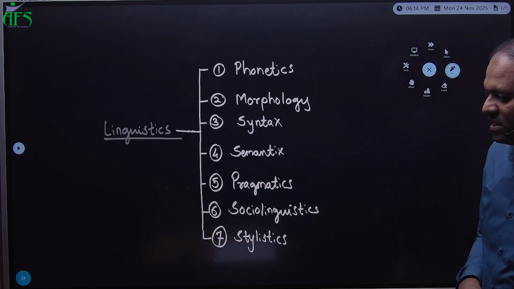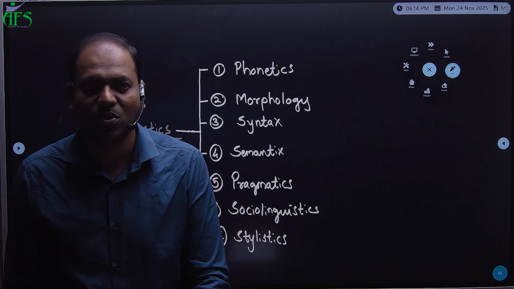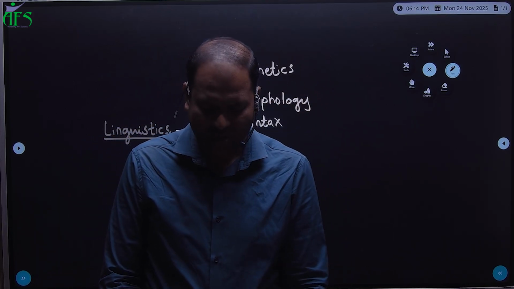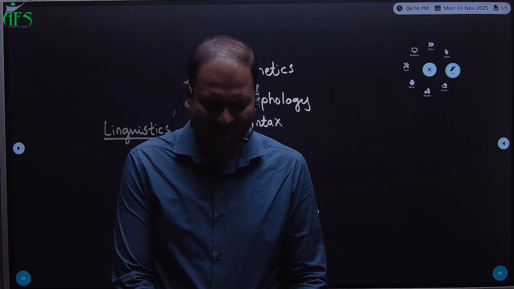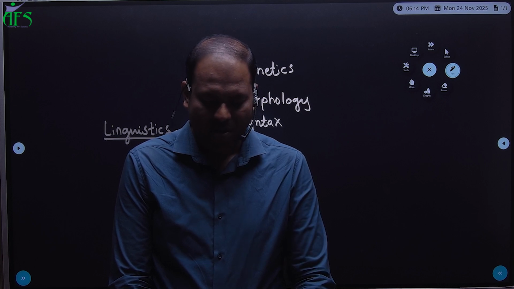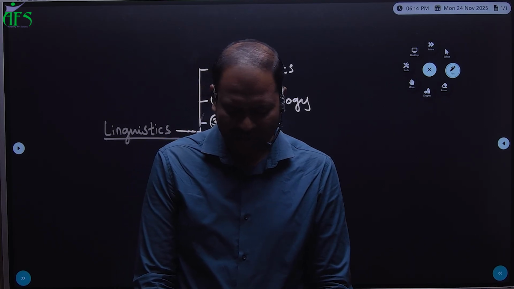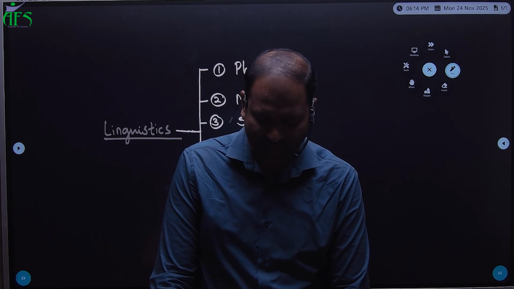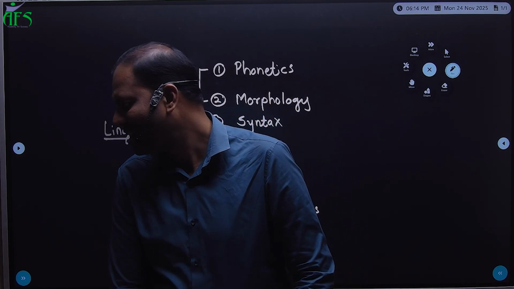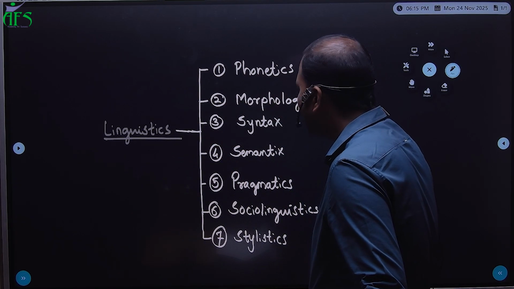Then comes stylistics. As you know, every individual user has his or her own style of using the language, maybe in written or in oral communication, especially oral communication, because you will find different types of style in every individual user. Terms like parallelism, verbal repetitions, and foregrounding will be studied in stylistics. So we'll focus on phonetics first.